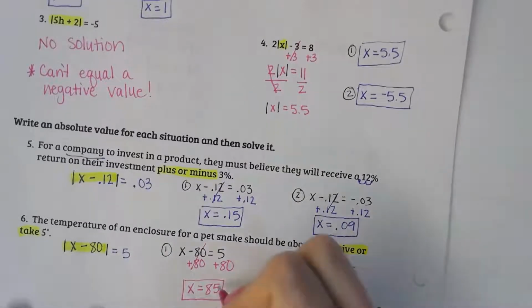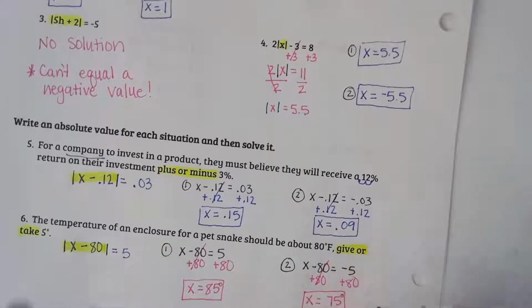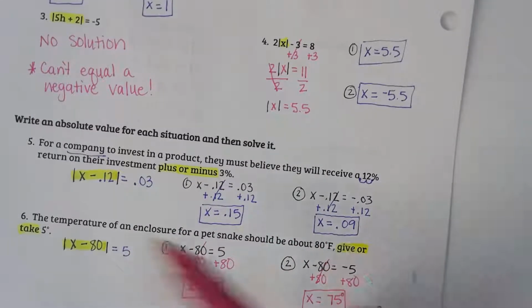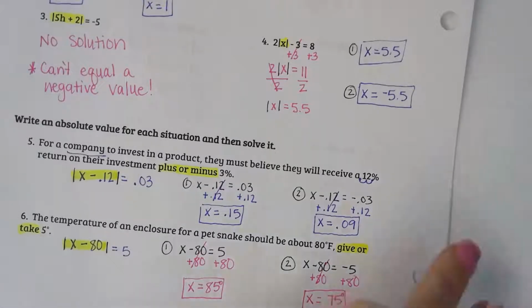And these are degrees, so we should have our degree symbol on there. So the temperature of the enclosure for the pet snake should be about 80 degrees, give or take 5 degrees. So it could be 5 degrees warmer, which would give us the 85, or 5 degrees lower, which would give us the 75. So anywhere between that range of 10.